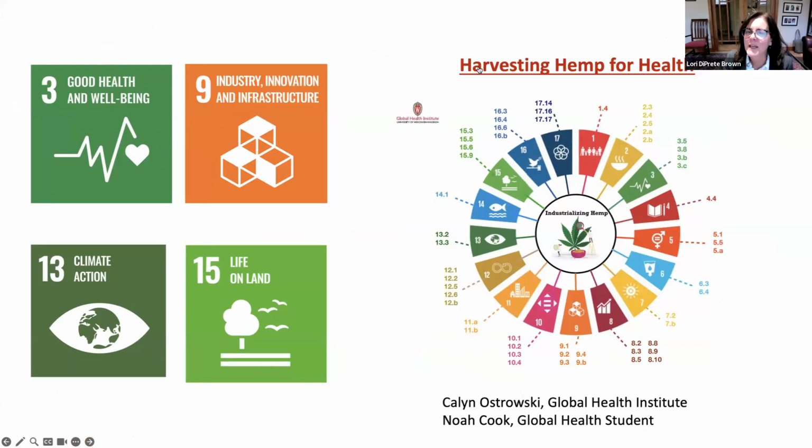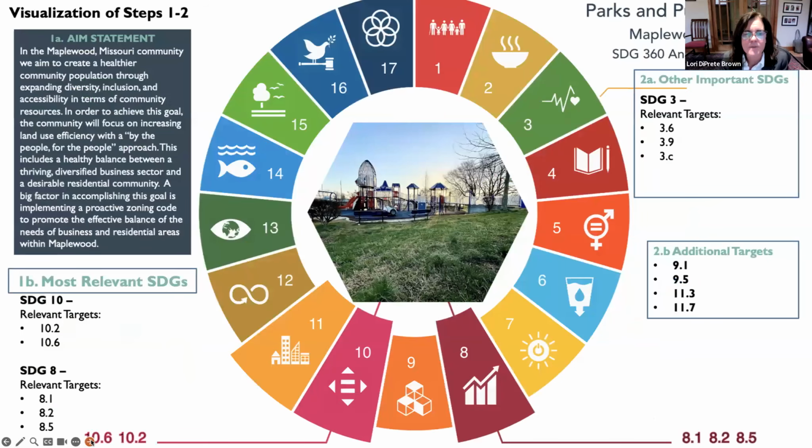And she was looking at what are all the ways that hemp can be leveraged for health and well-being. So she had number 3, number 9, climate action, number 15, and you can see she has the linkages, and they also have a nice legend that goes with this that says what all of those are.